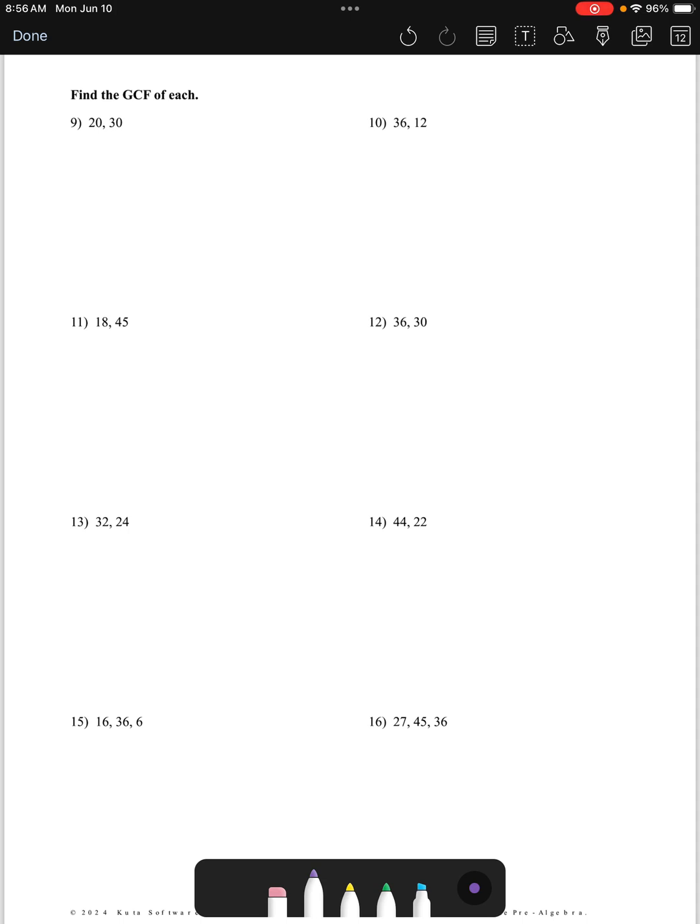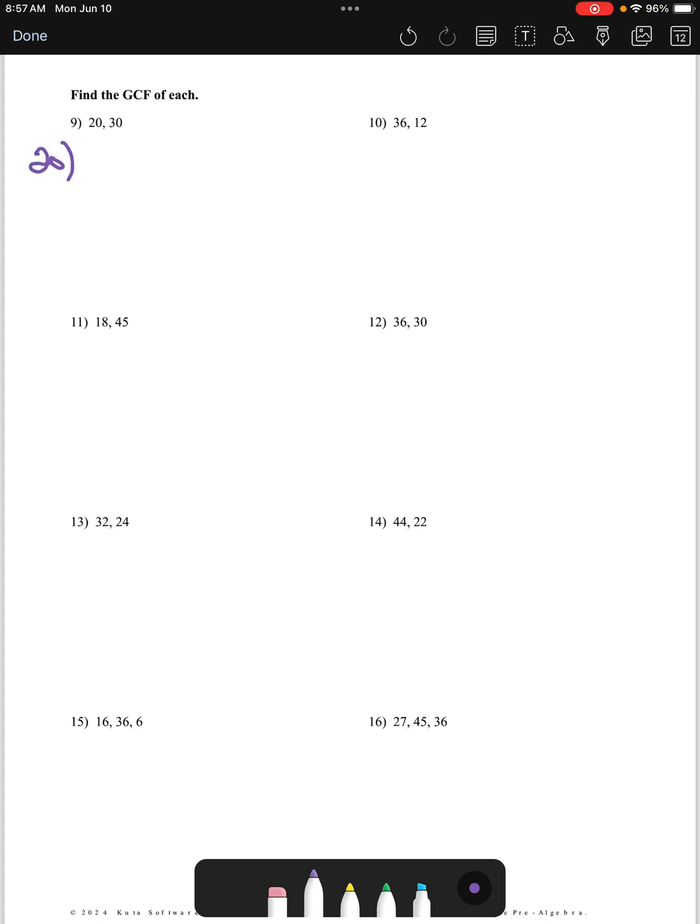Today we are talking about greatest common factor, something you've done many times. And I'm going to show you 3 different ways of doing the first problem, and then I'm pretty much going to pick one of those 3 methods to do the remainder of the examples.